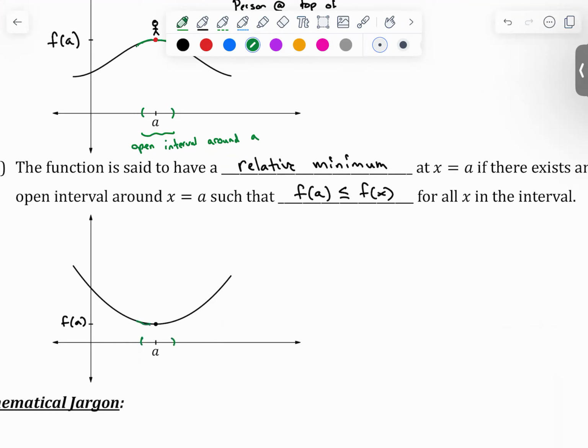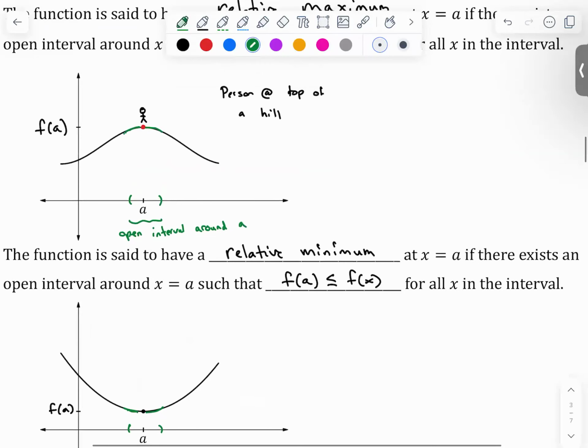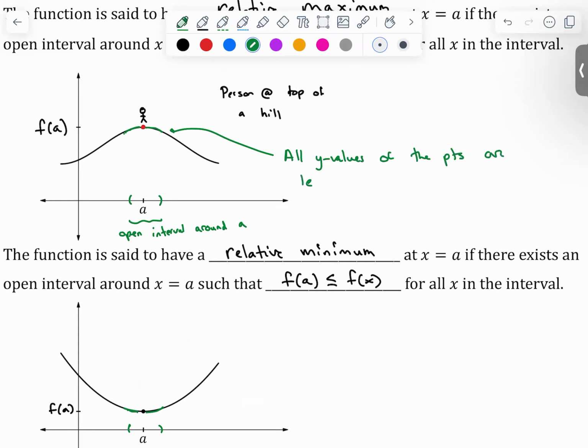And you'll see that on this piece, all the y values, I meant to write this. Sorry. All y values of the points are less than f of a.